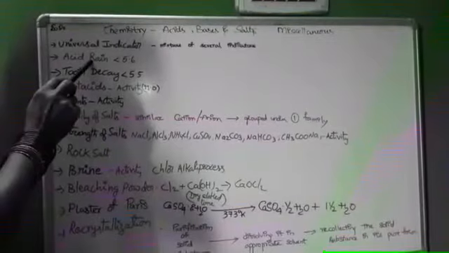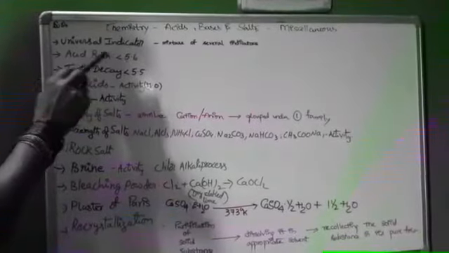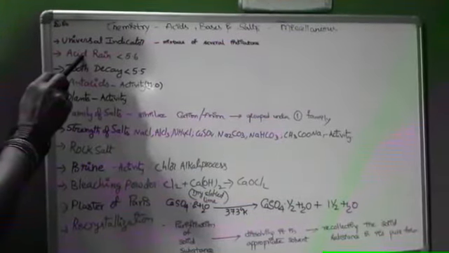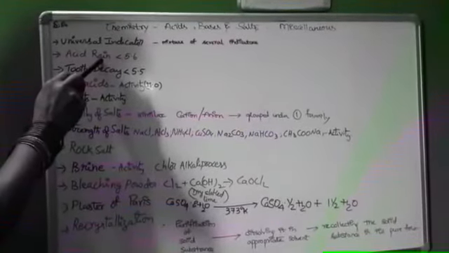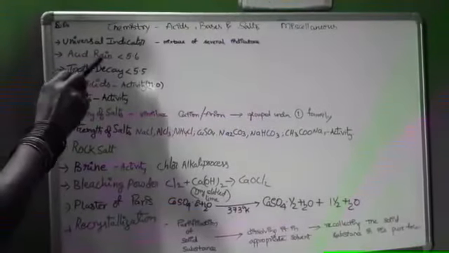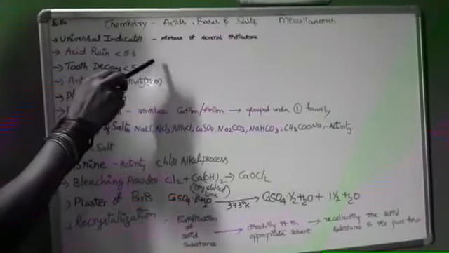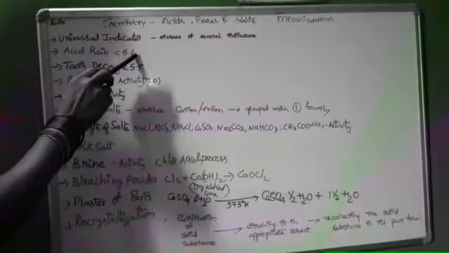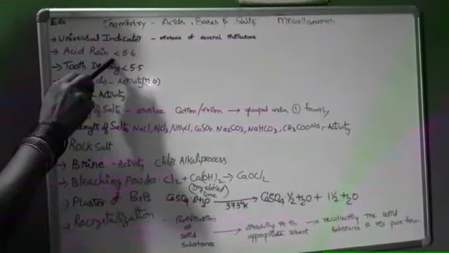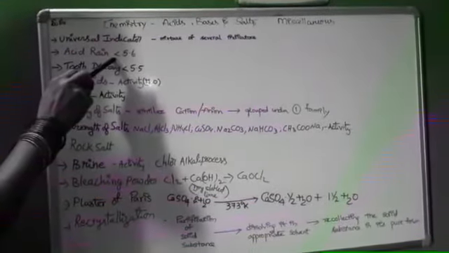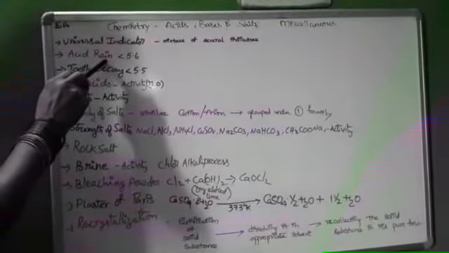Next, acid rain. If the rain water has a pH less than 5.6, it is said to be acid rain. It is harmful to aquatic life, plants and important monuments. If it goes into the water bodies, it may kill fishes and other aquatic life. If the same acid rain falls on the plants, we get very little yield. Acid rain can corrode important monuments like the Taj Mahal.